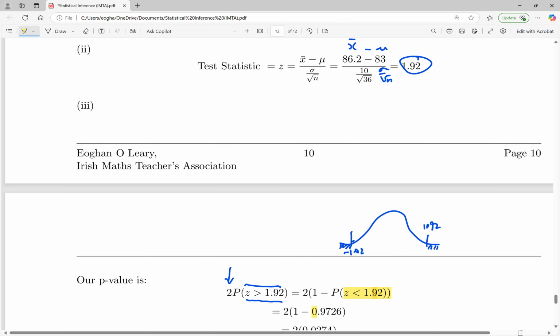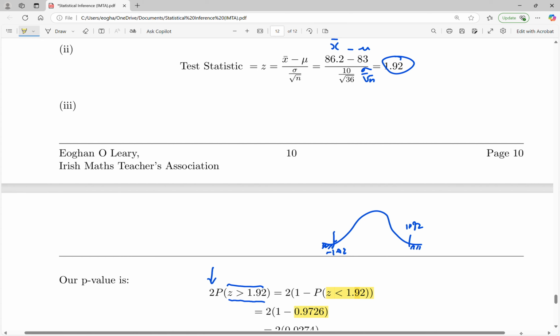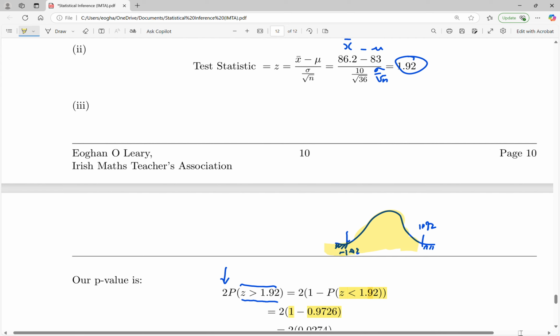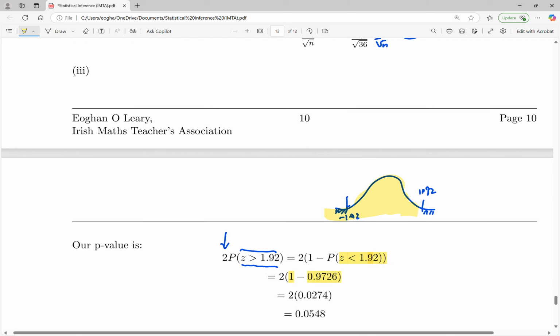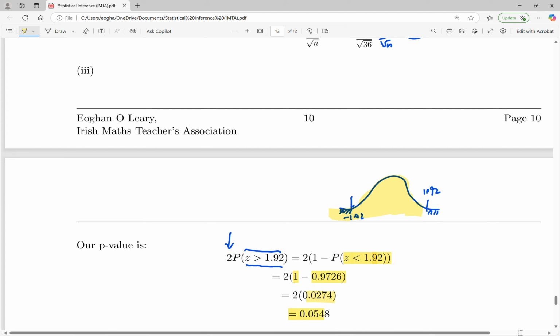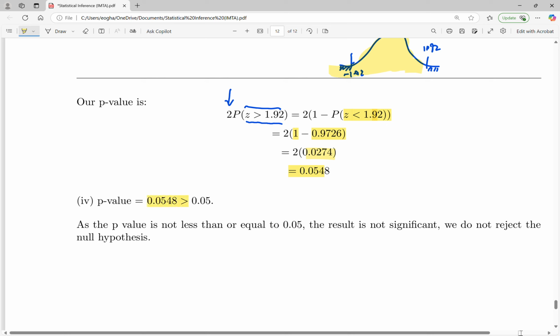That works out to be 0.9726. And that's everything to the left of that line there, all the way over, including the tail over here. I take that away from 1, and that gives me the little tail on the right hand side. It's 0.0274. I multiply that by 2 to get the two tails, 0.0548. That number is my p-value.